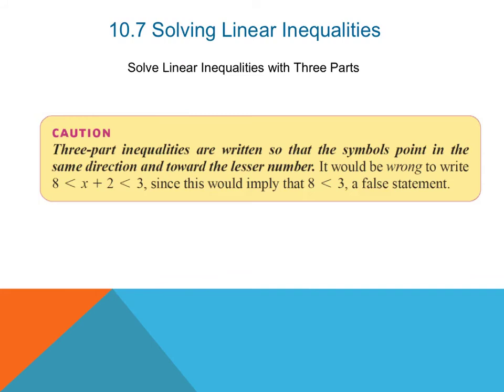In the next example, we'll have 3-part inequalities, which are like the ones we talked about before that are the between statements. So when you have a 3-part inequality, it's written so that the symbols point in the same direction and towards the lesser number. So notice that my symbols are both facing the same way and they're both less than. So when you put your numbers, they're going to go in least to greatest in your answer.